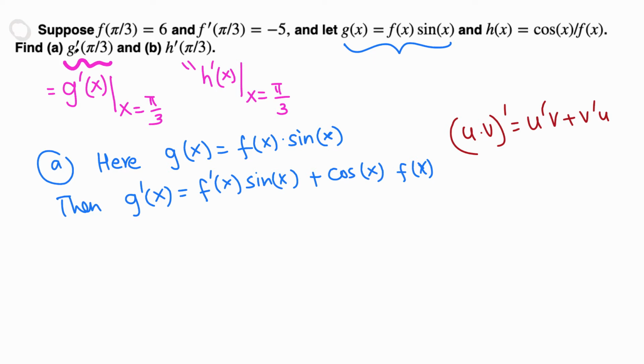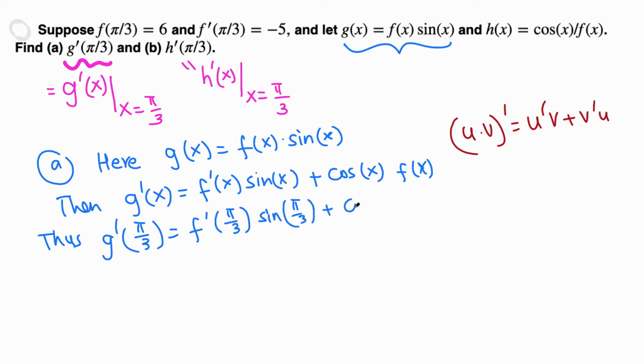That's g prime, but we are asked to find g prime at pi over 3. So we replace x by pi over 3. So g prime pi over 3 is f prime pi over 3 times sine pi over 3 plus cosine pi over 3 times f of pi over 3. Let's put in the values of these functions. f is not a specified function, so f prime at pi over 3 is given, and f at pi over 3 is there.